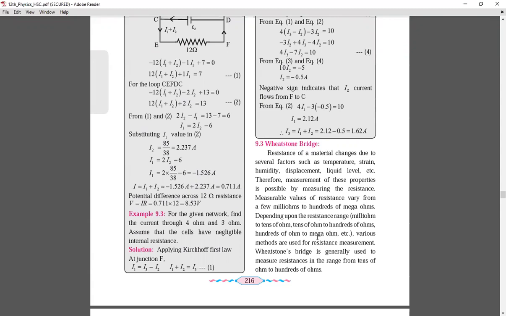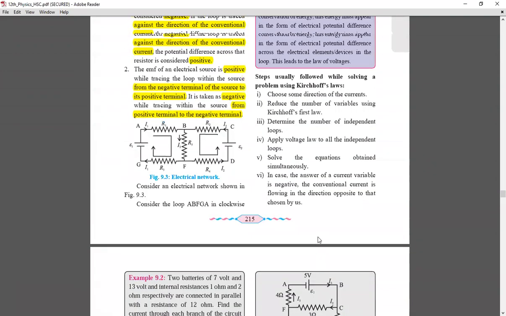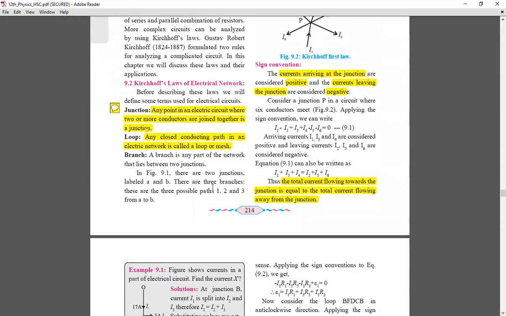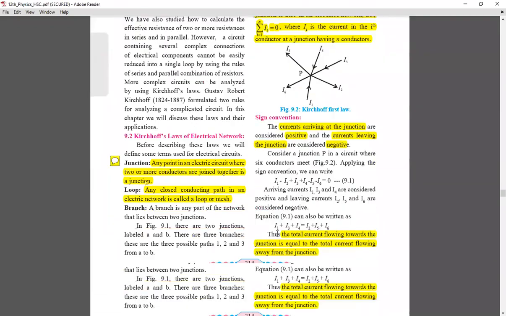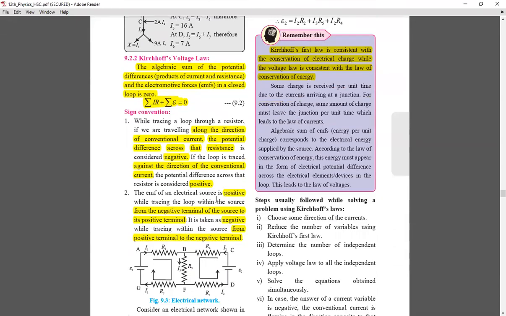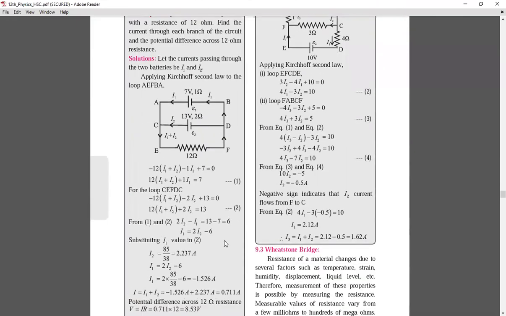So far in this chapter we have learned Kirchhoff's laws. We have learned Kirchhoff's first law and Kirchhoff's second law. We have seen their explanation, understood these two laws with examples, and solved some unsolved problems. I hope you have solved these problems.